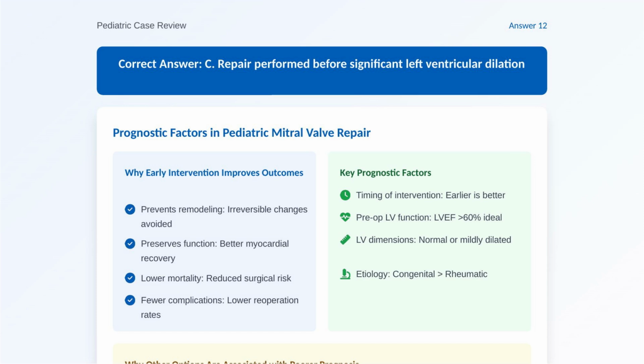Early intervention before significant ventricular dilation occurs is associated with the best long-term prognosis after mitral valve repair in children. This is because chronic volume overload from mitral regurgitation leads to progressive left ventricular remodeling, including dilation and changes in myocardial architecture that can become irreversible if allowed to persist for an extended period. When repair is performed before significant dilation occurs, the ventricle has a greater capacity for functional recovery and is less likely to experience long-term dysfunction. In contrast, repair performed after the development of symptoms, option A, is associated with poorer outcomes because symptoms typically indicate more advanced disease with established ventricular remodeling.